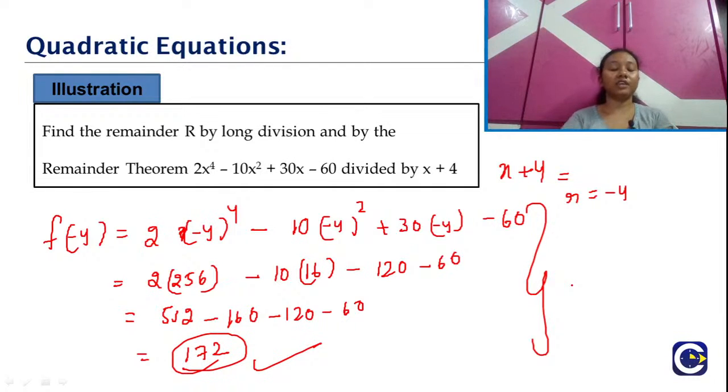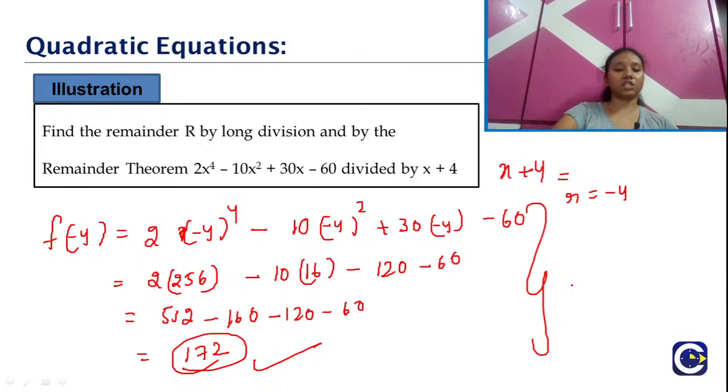So that's why, if in the question it is not mentioned that we have to find the remainder using the remainder theorem or long division method, if it is not mentioned, you can simply follow the remainder theorem and you can get the remainder of the given division, right?